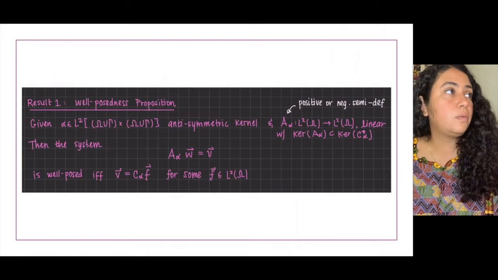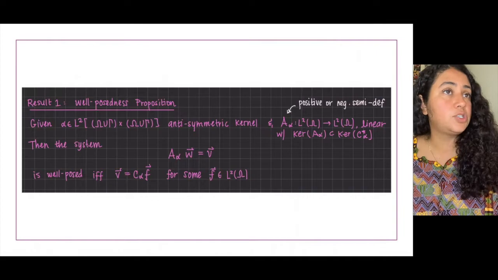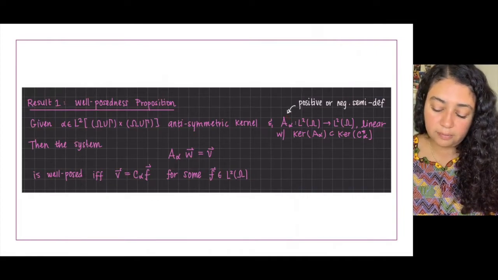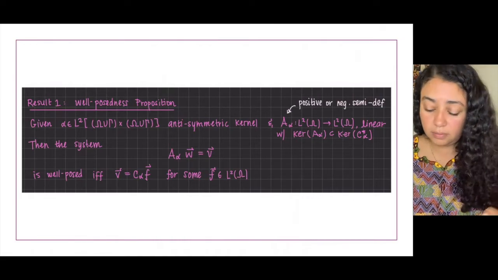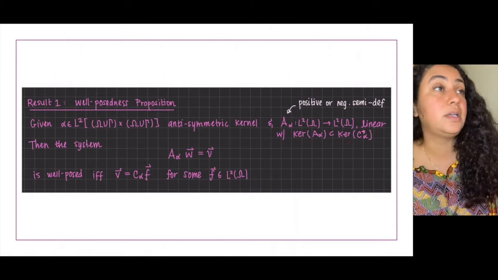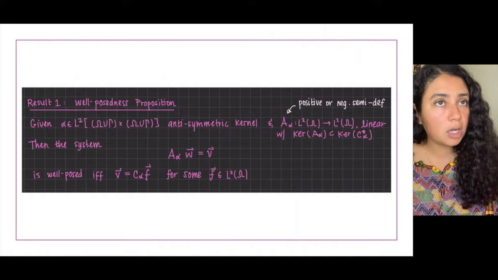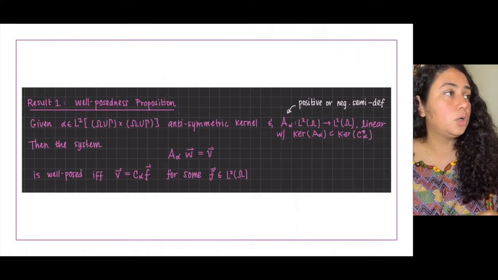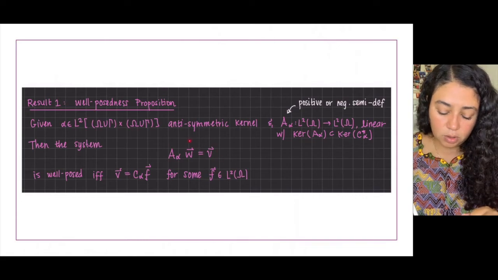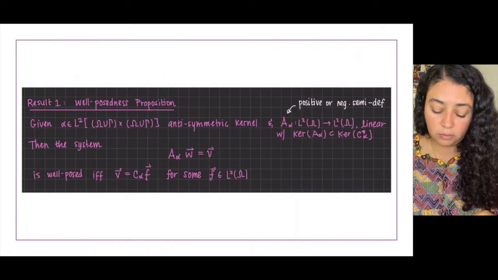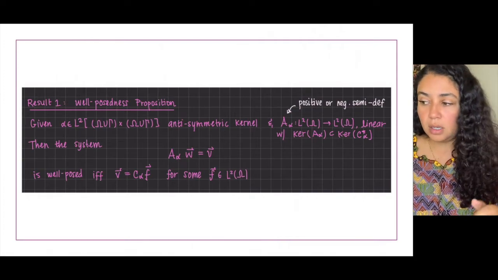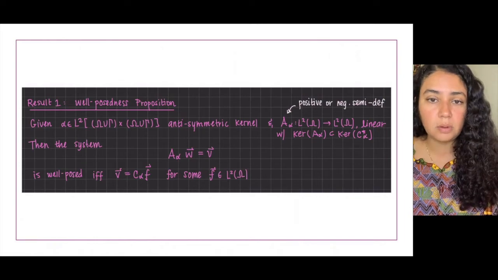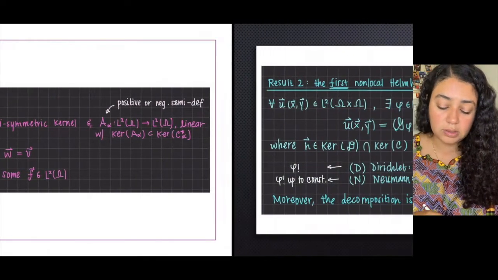And so our first result was a well-posedness proposition that for a given positive or negative semi-definite operator with this sort of kernel property, the kernel of those operators being contained in the kernel of the nonlocal curl, then the system is well posed if and only if V is the nonlocal curl of some given vector field. And that's exactly what we needed. Here we have to show some coercivity results and use Lax-Milgram, and the argument follows.